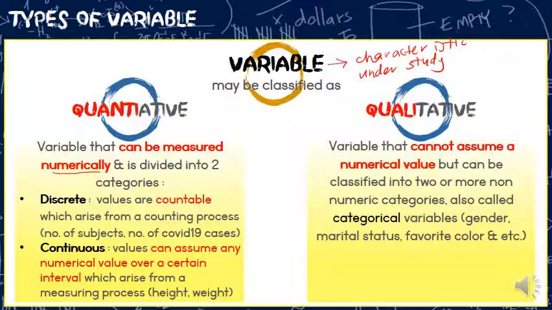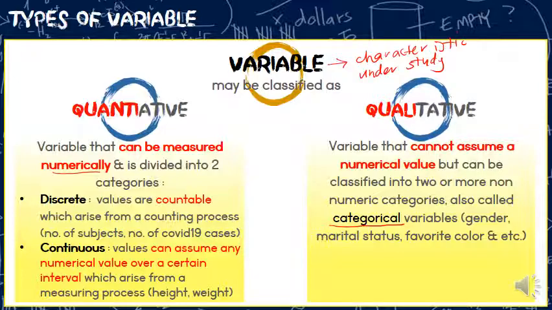Okay, kita ada juga qualitative. So qualitative variable cannot assume numeric value, but can be classified into 2 or more non-numeric categories, also called categorical variable. Qualitative variable adalah variable yang berbentuk categorical data. Okay, what is your program? Business program, art and design. Okay, what is your gender? Male and female. Categorical data. What is your favorite color?